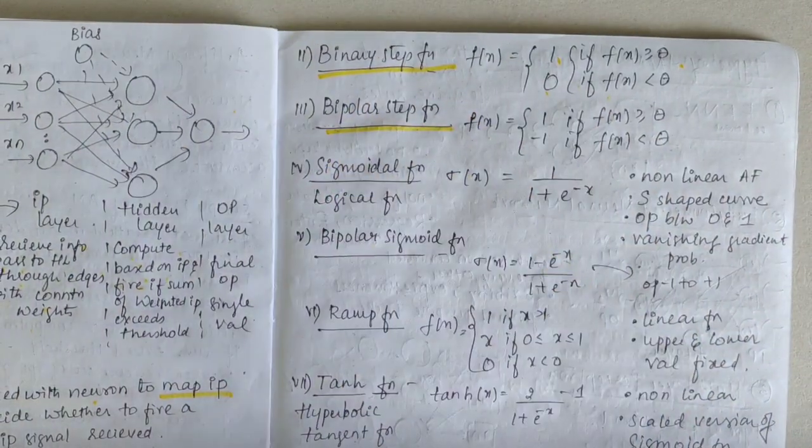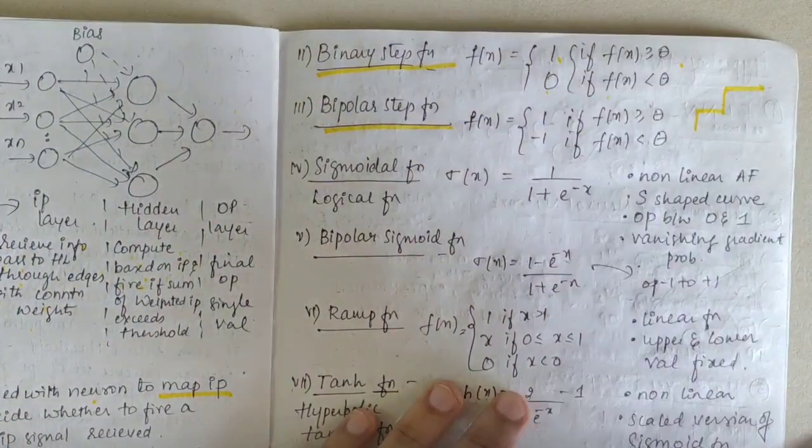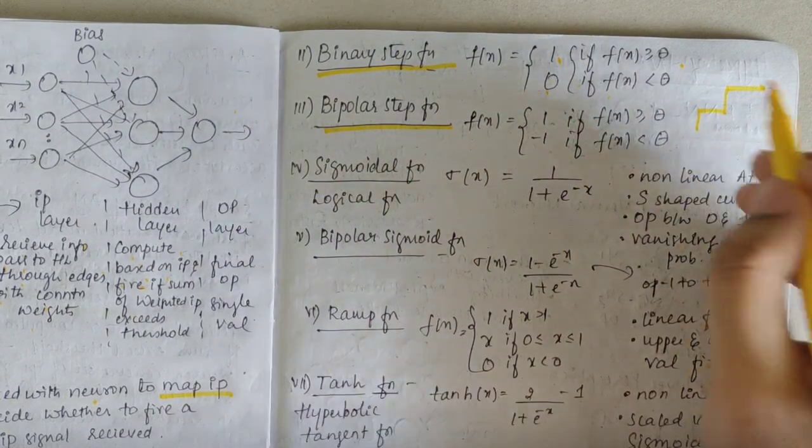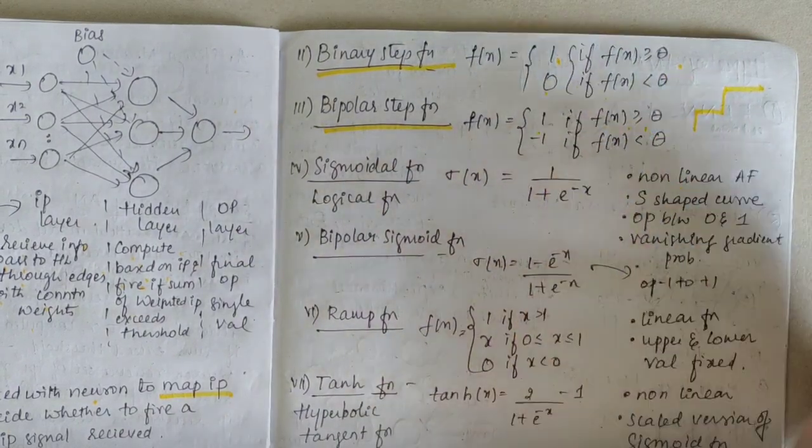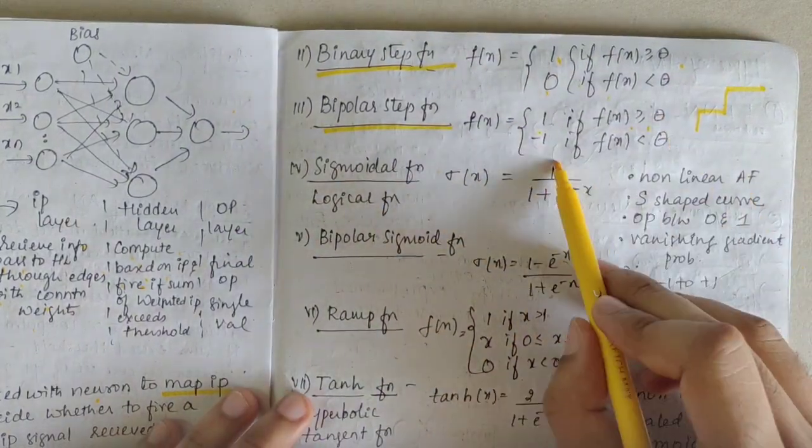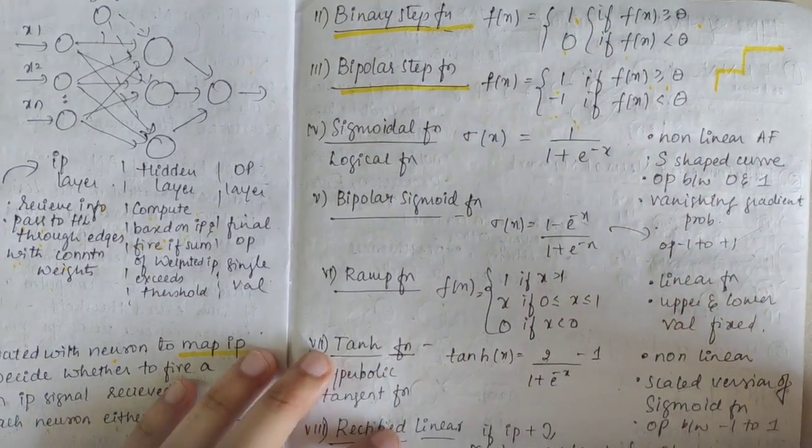Then we have the bipolar step function. The bipolar step function can have either -1 or 1. So if it is 1, the same condition applies: f of x should be greater than or equal to theta. If it is -1, it is less than theta, the threshold.